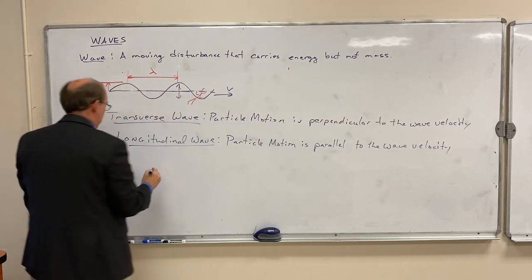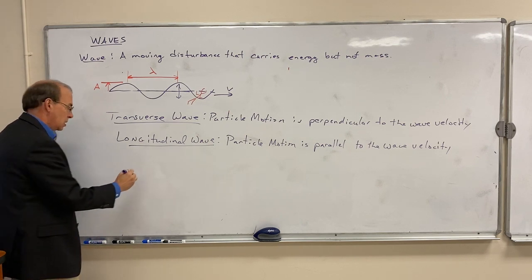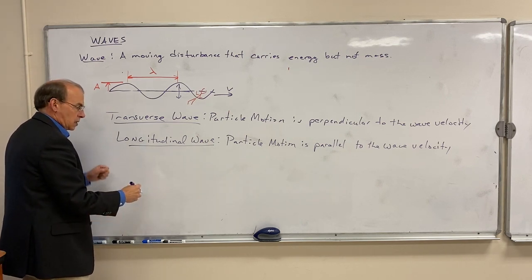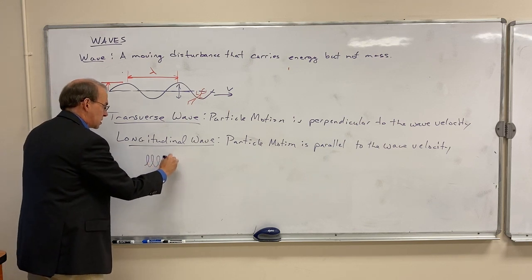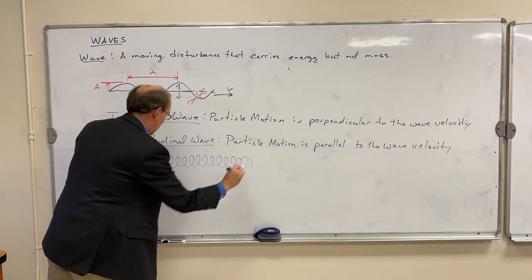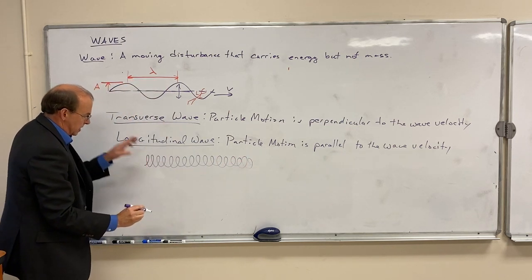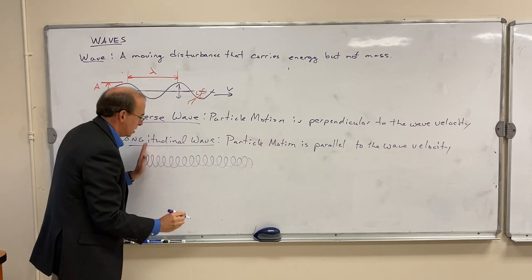It's a little harder for me to draw, but I think you'll get the gist of it. If you imagine a long slinky, and I send a jolt down that slinky. So suppose I start with just a slinky that's nice and uniform like this. And then I pull it and snap it so that some vibrations go down that slinky.